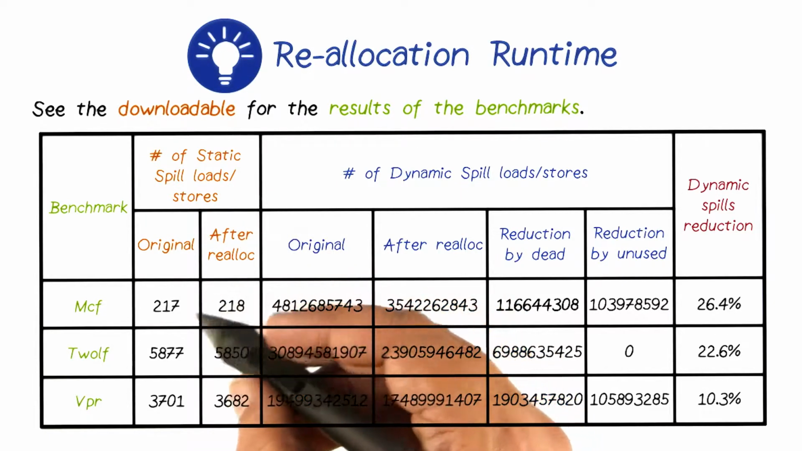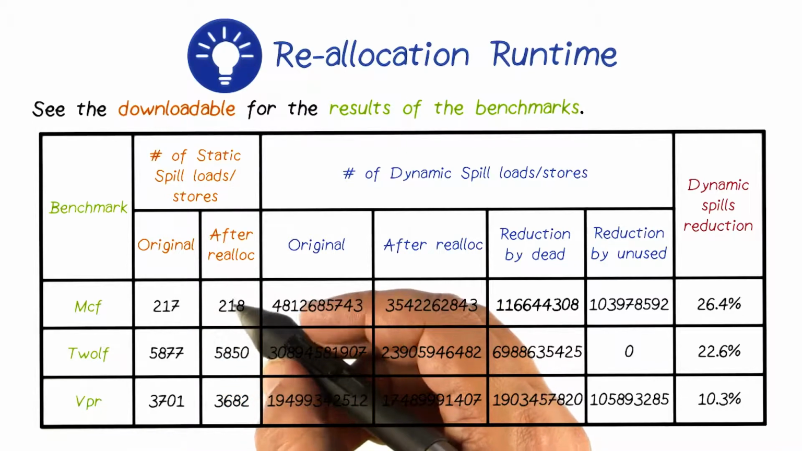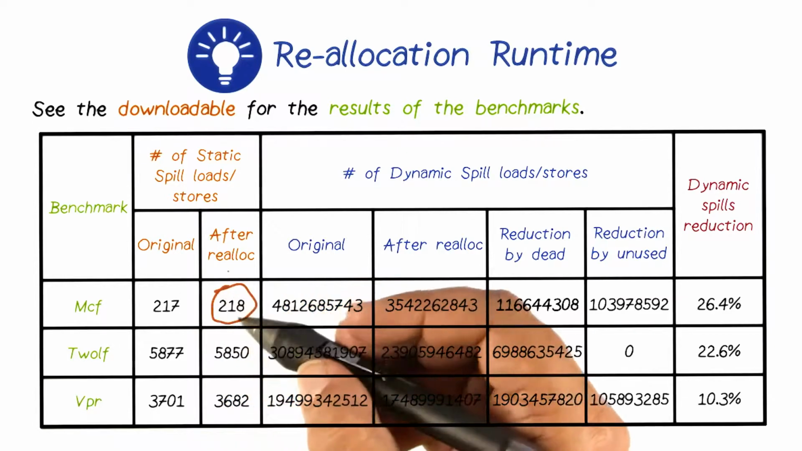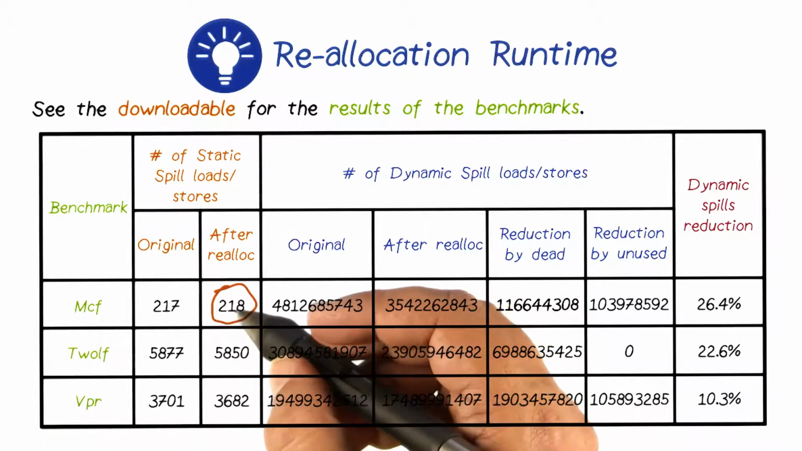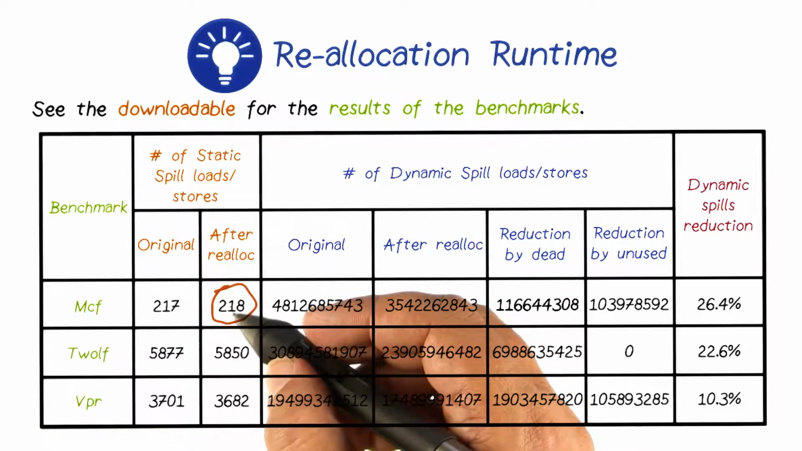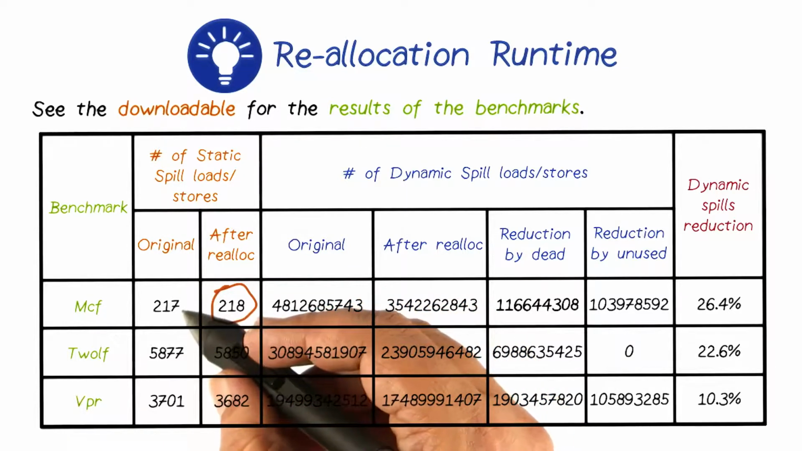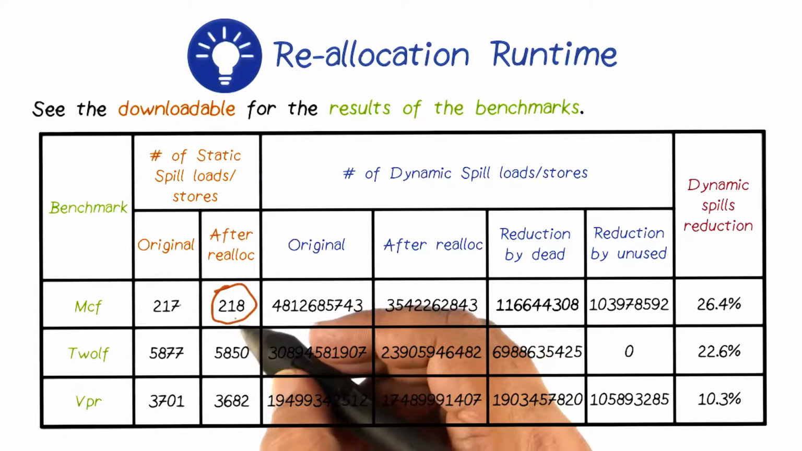You can see that in one case there has actually been an increase in the static number of load stores. Can you think of why? Remember that after we perform our reallocation, there may be compensation code that is added to the original code. Some load stores are removed, but some others are added because of the compensation code, and that's why this number of static load stores could go up.